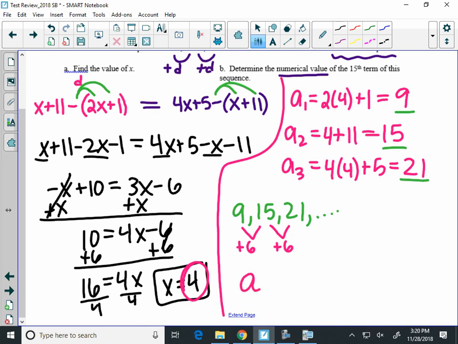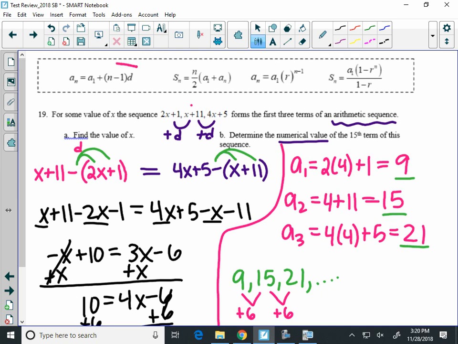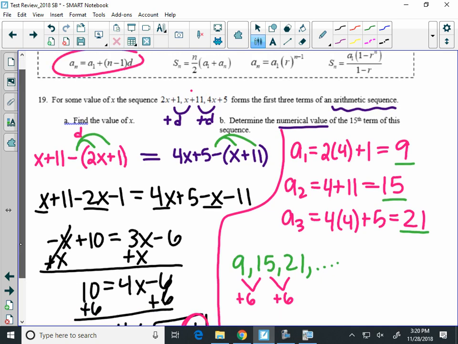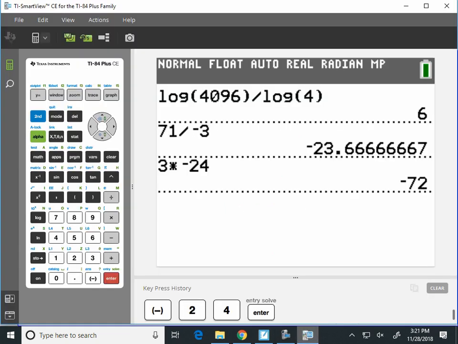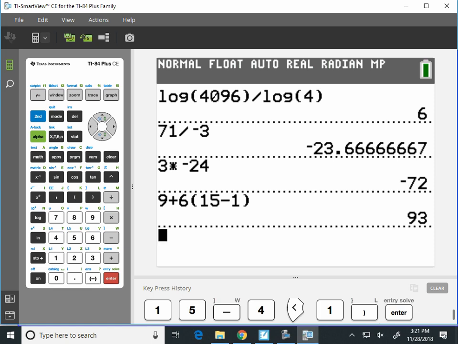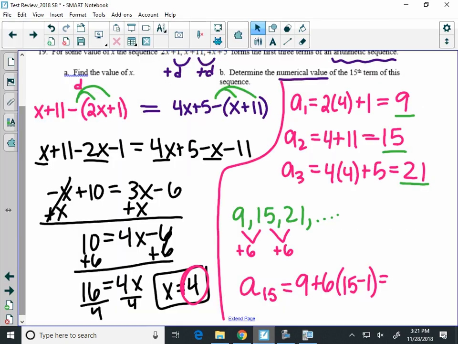So to find the 15th term of my sequence, I'm going to use my sequence formula, which takes the first term, which we found was 9, plus the common difference of 6 times n minus 1. Okay, so when we put that into our calculators, we get 93 is the 15th term. All right, so a lot of work there. Kind of a fun problem, though, something different. That's an example of arithmetic.